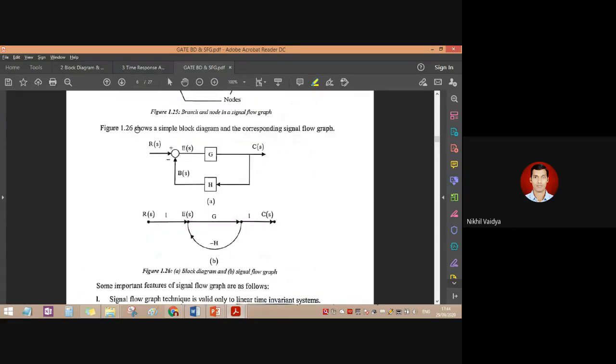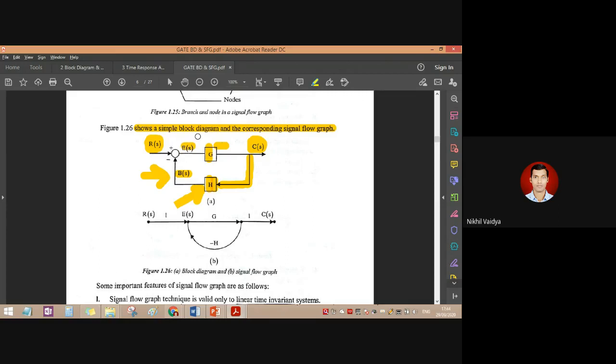Next, this is a simple block diagram and its corresponding signal flow graph. Now see, this is the simple block diagram of a closed loop control system which we had seen in our first class. R of S is the reference input and C of S is the controlled output. This is G of S, the forward path transfer function, and this is the feedback path transfer function, that is H of S. B of S is the feedback signal, and E of S will be the error signal.